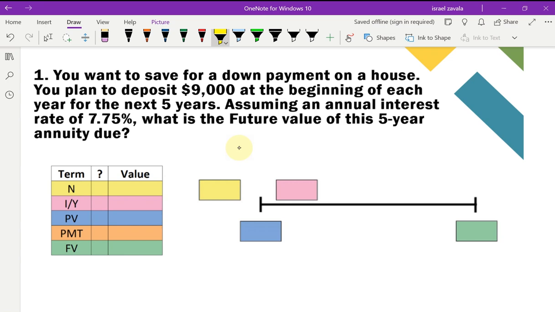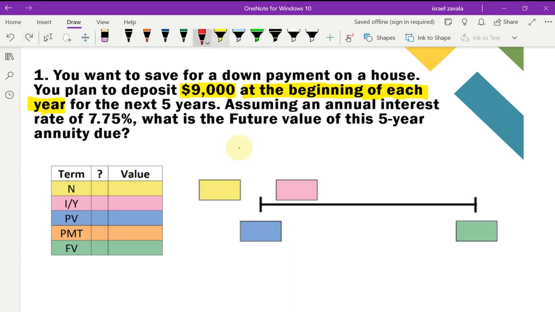Let's jump in here. You want to save for a down payment on a house. You plan to deposit $9,000 at the beginning of each year. This is what tells me it's an annuity due.